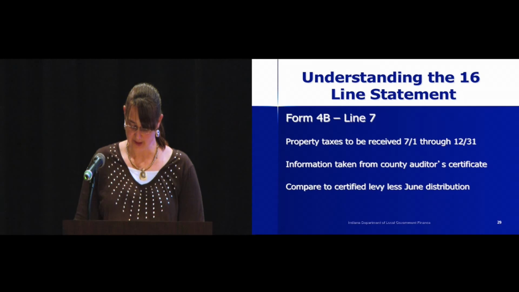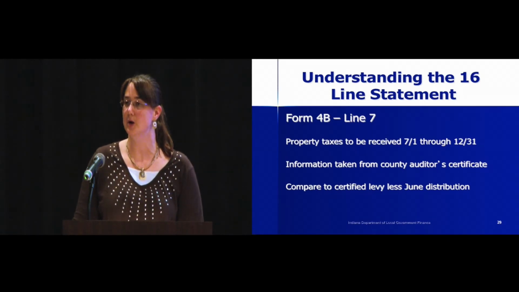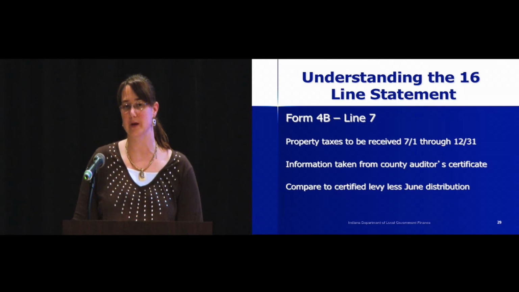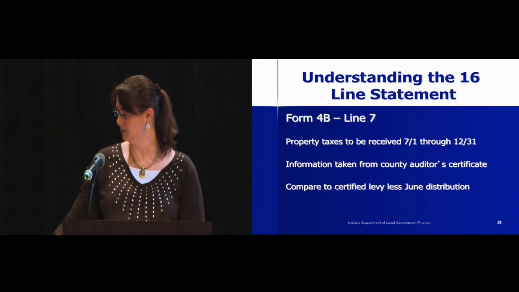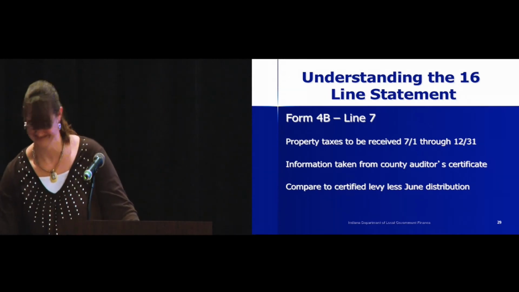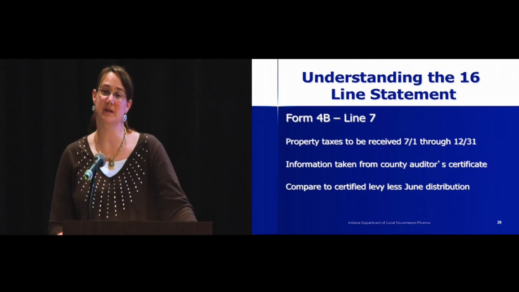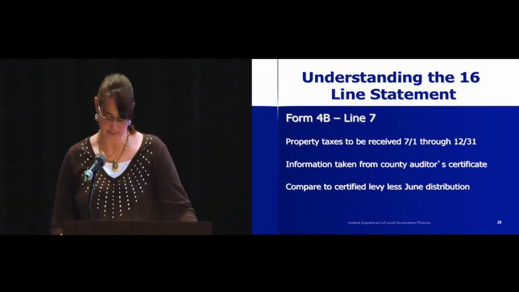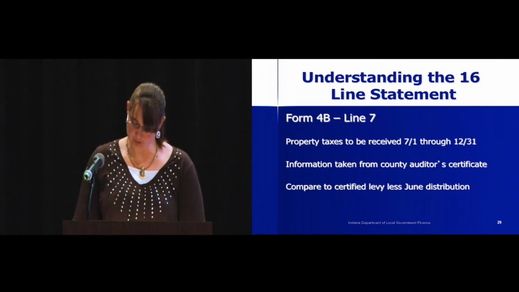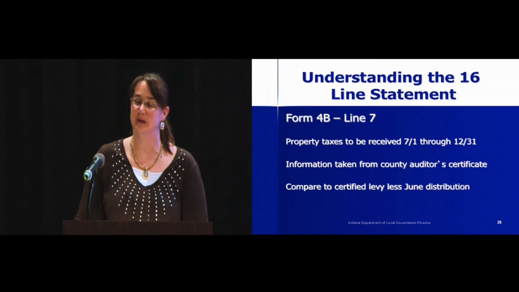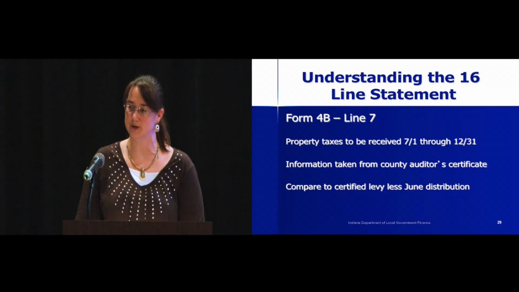Line 7 is your property tax that you will receive for December settlement. We derive that figure by taking what we certified for your levy and subtracting out what you received in your June settlement. You don't want to estimate that figure. That's a hard figure that we will use when we're working your budget.